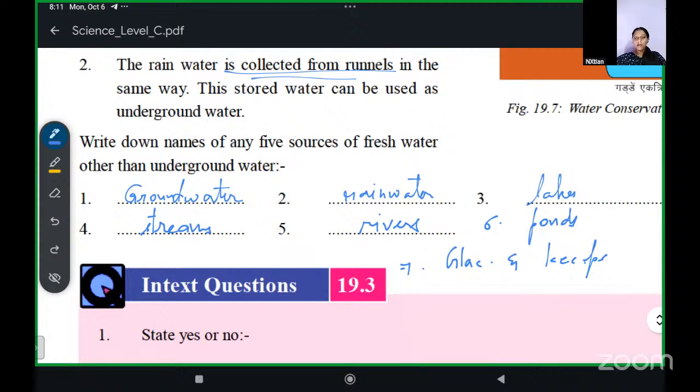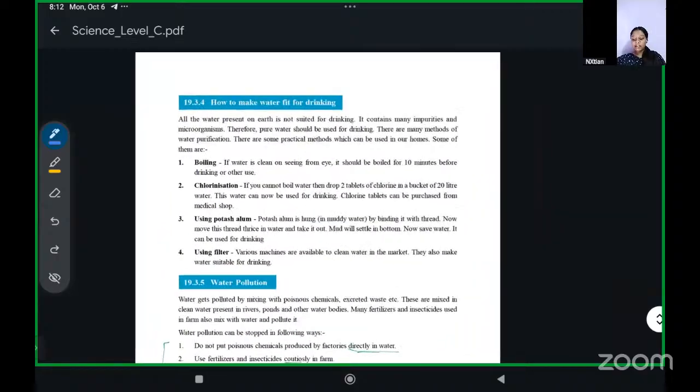Groundwater, rainwater, lakes, streams, rivers, and ponds are all sources of fresh water. You just have to filter the water and make it fit for drinking. If you've seen the exploring videos, they take water from the river, start a fire, boil it, and then drink it. Sometimes they use a white substance known as potash alum.